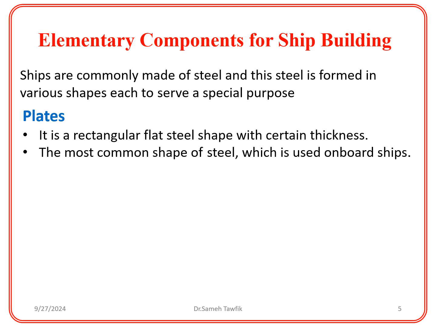When building a ship, we start with basic steel components that are shaped and joined together to form the vessel's structure. One of the most fundamental components is the plate. Imagine a flat sheet of steel, like a rectangular piece of metal. This is a plate. It's the most common shape of steel used in shipbuilding. Plates come in various thicknesses depending on their specific purpose. Plates are used throughout the ship, forming the hull, decks, and other structural elements. They provide the ship with its strength and rigidity.